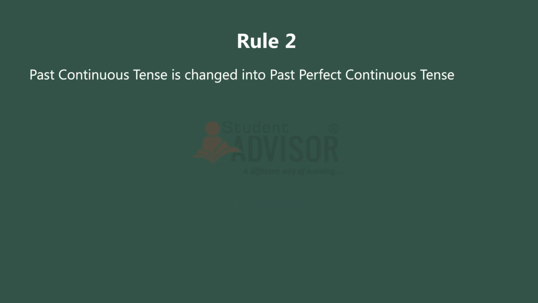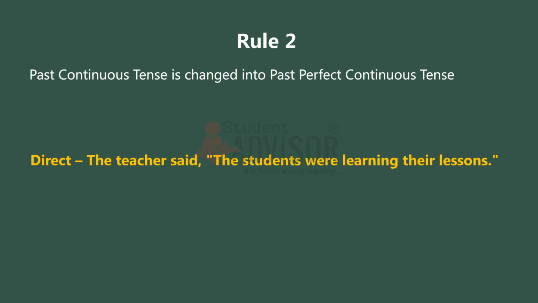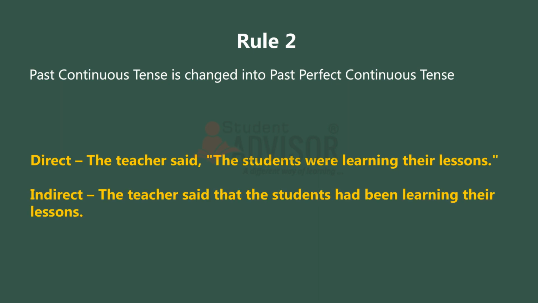Past continuous tense is changed into past perfect continuous tense, like, direct. The teacher said, the students were learning their lessons. Indirect. The teacher said that the students had been learning their lessons.